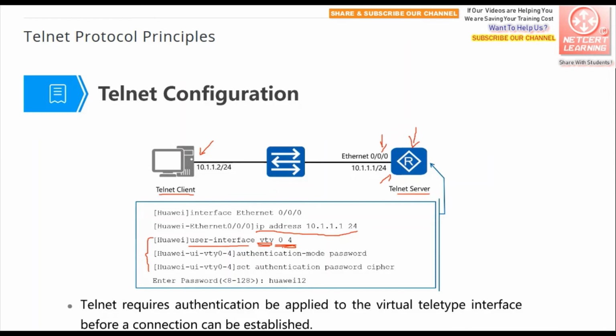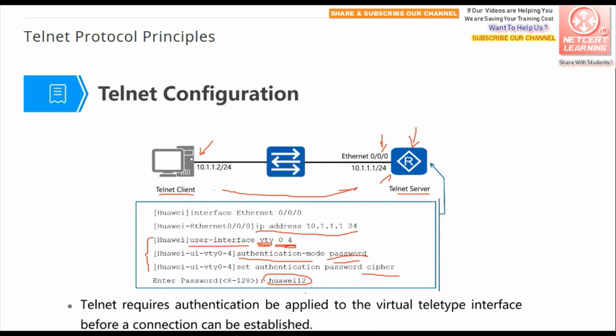Then you configure the authentication mode as password. Then configure the password for this login, and the password is Huawei12. After this configuration, you can telnet from the client to the server.